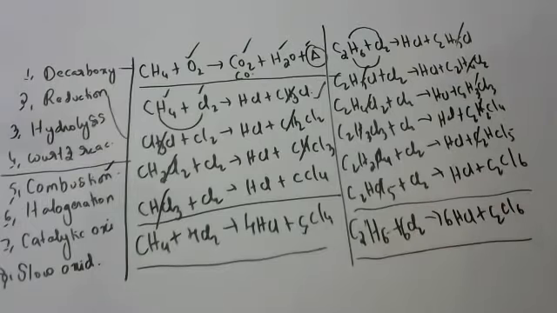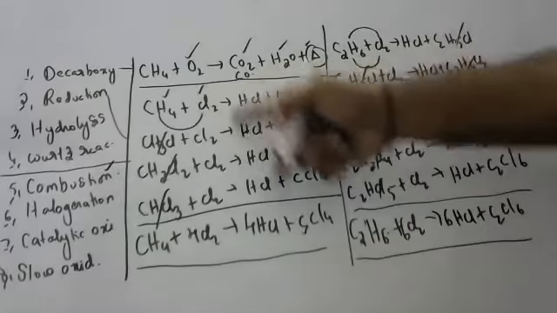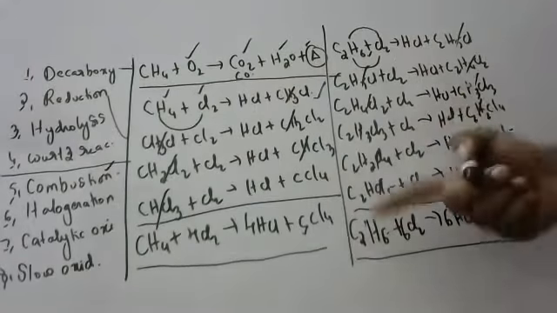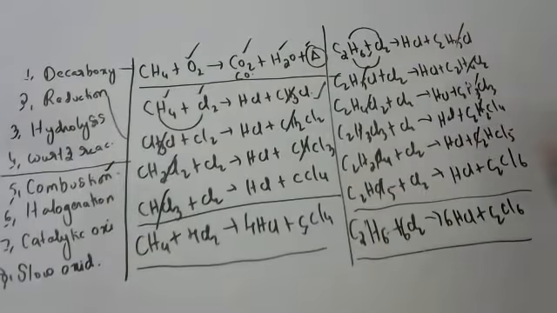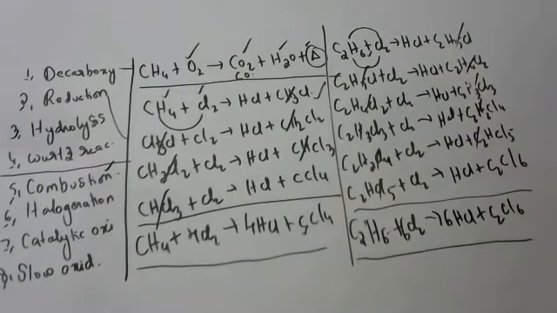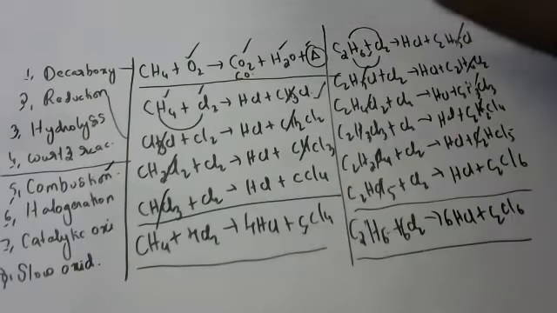Like this, if you practice for propane, butane, pentane, you become perfect. For methane, 4 hydrogens are there, so 4 reactions. For ethane, 6 hydrogens, so 6 reactions. For propane, 8 hydrogens, so 8 reactions. For butane, 10 reactions. For pentane, 12 reactions. You practice, you become champions in this carbon compounds lesson. This is halogenation and combustion.